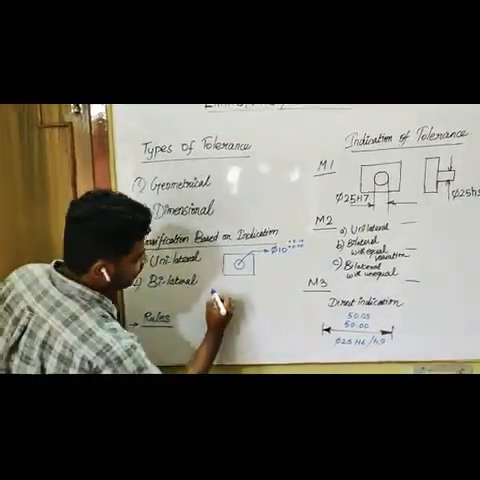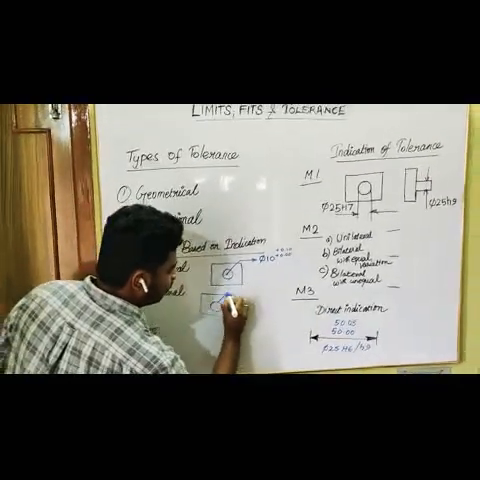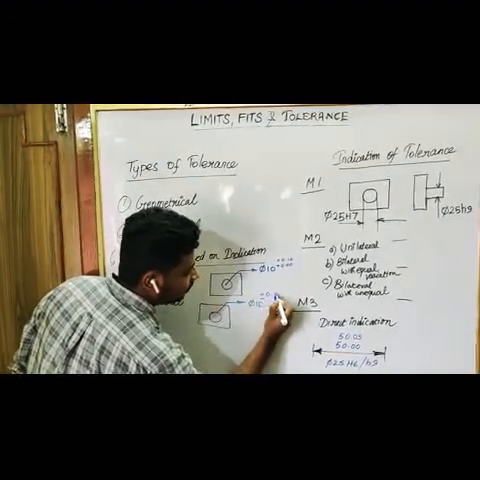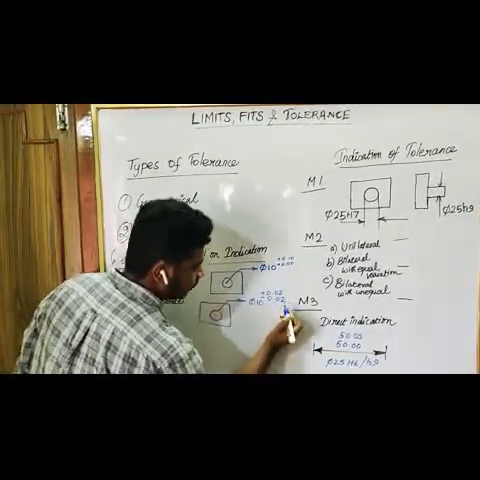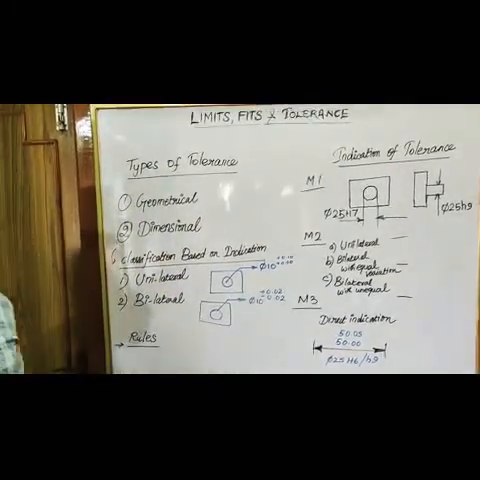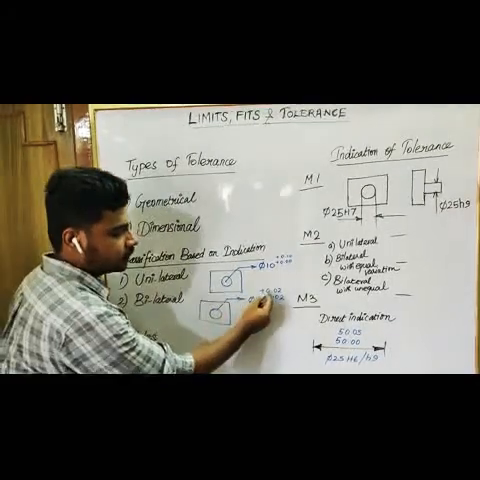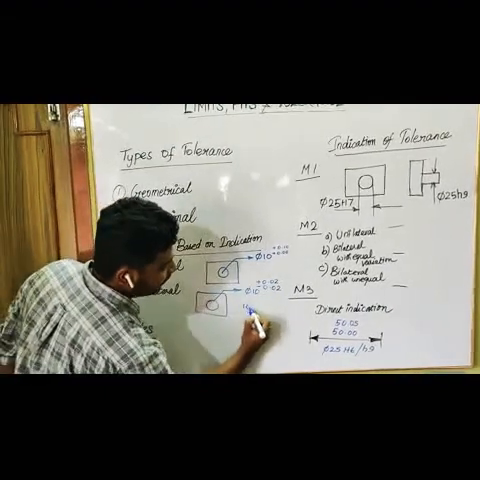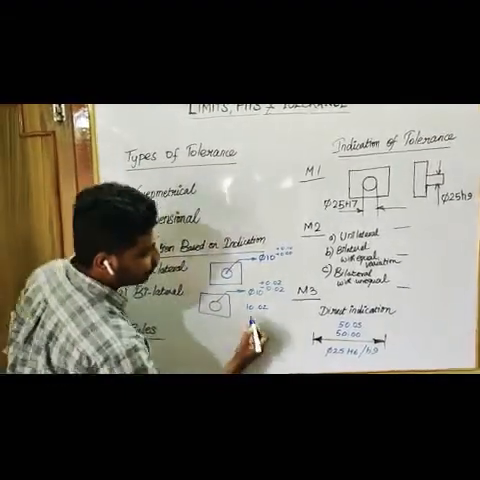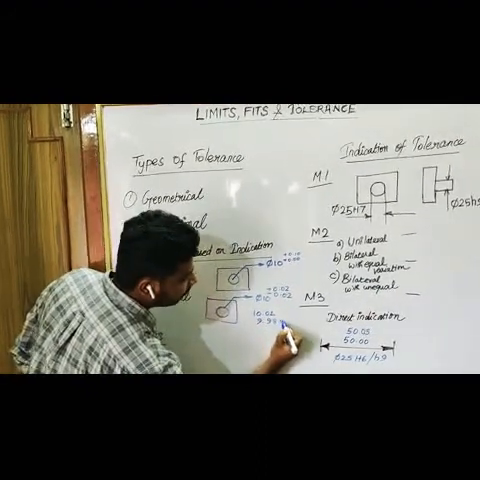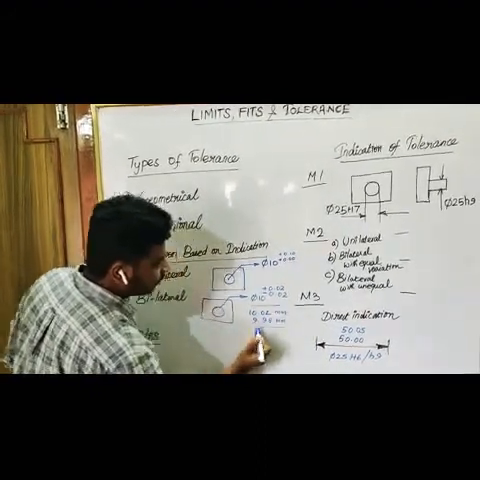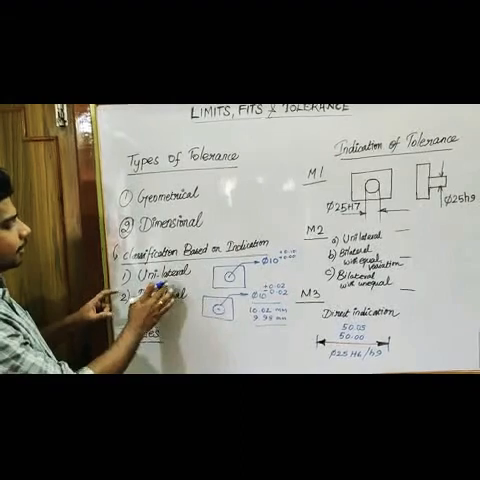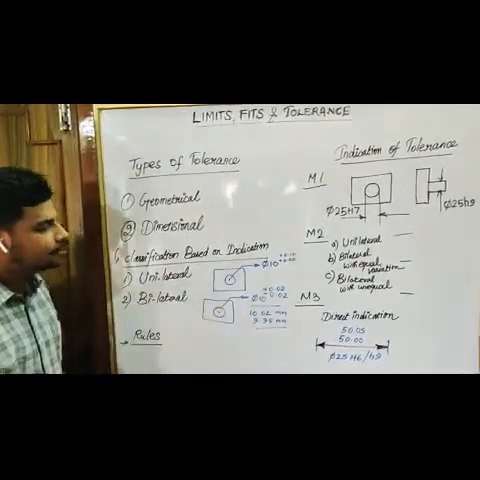The bilateral, in the sense, the same basic size of 10 you can give on both regions, on positive and negative. That is called bilateral, on both the directions. In the positive way I am giving 0.02 and in negative I am giving 0.02, which means that the maximum value will be 10.02 mm, the smallest value will be 9.98 mm. So this is the possible value for this particular hole. This is called bilateral. So there are 2 classifications based on the indication, unilateral and bilateral, right?